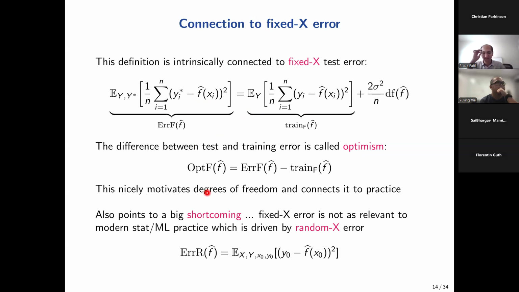But in machine learning, you typically don't think of this fixed X error. You think of an error where your new point is a new draw from your feature distribution. So what you really want is to get good at predicting on the new point, and you're going to compare the f hat at the new point with a new response. This one we're going to call the random X error, where the X you draw is a random draw. It's not the same X that you use in the training. And so this is the random X error.